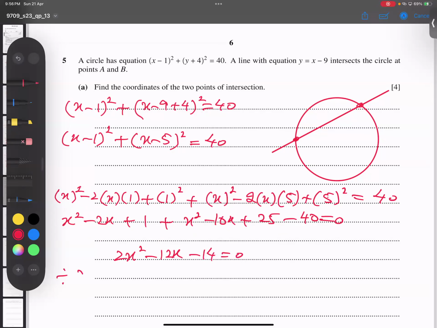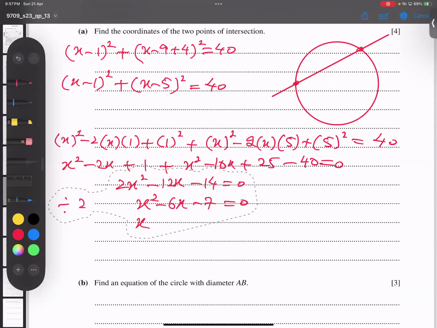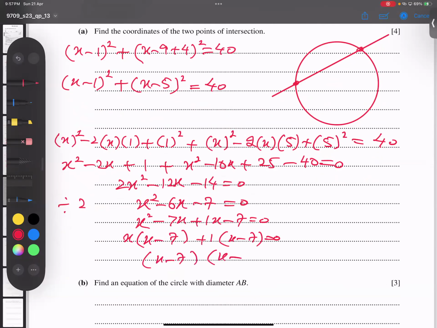If I divide the equation by 2, it returns to be this. This is not a compulsory division, but it's good to do. And now factorization, 7 ones are 7. I think I need some space, so I'll bring it up. So x squared, negative 6, negative 7x and plus 1x minus 7 equal to 0. I have taken x common, plus 1, x minus 7. And I get x minus 7 and x plus 1. And I'm getting two answers, students. One is 7 and one is negative 1.